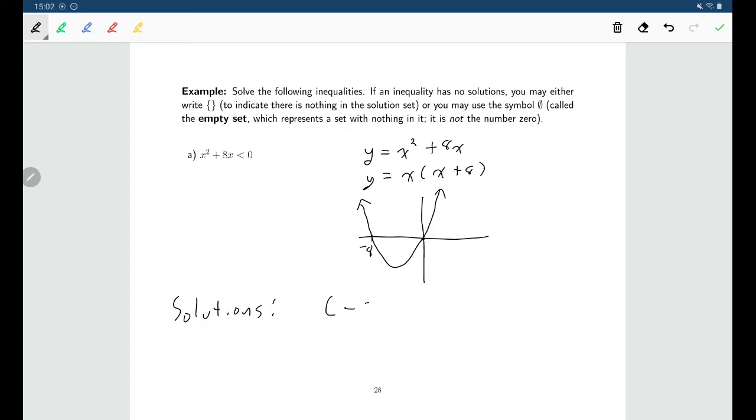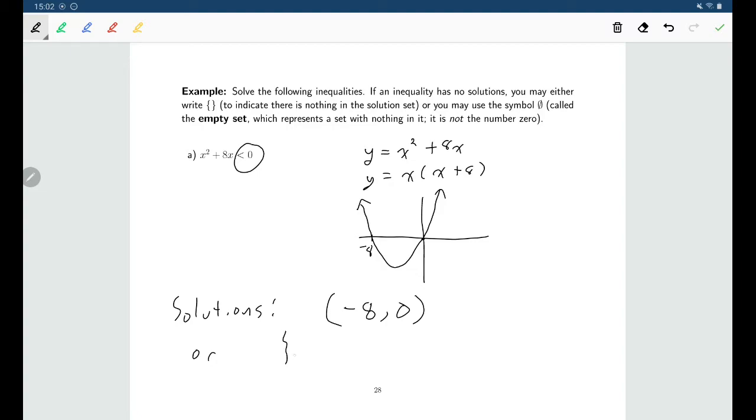And I'm going to write this one in interval notation. So it's the interval from -8 up to 0, not including the -8, not including the 0. So round brackets for both. And of course, it's not including because we're looking for where this parabola is less than 0. Where are we below the x-axis? It's not equal to. We're not interested in equal to the x-axis. We only want strictly below it.